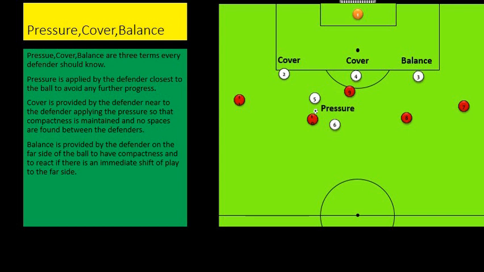Cover is provided by number 2 and number 4 of the white team by getting compact, and also we can see the number 4 marking the number 9 of the red team. Balance is provided by the number 3 of the white team, who provides compactness and also is ready for any switch of play. The pressure, cover, balance scenario can be applied to various areas of the field.